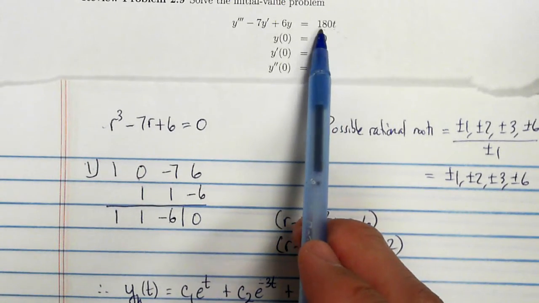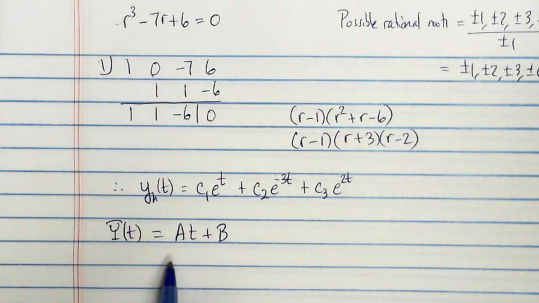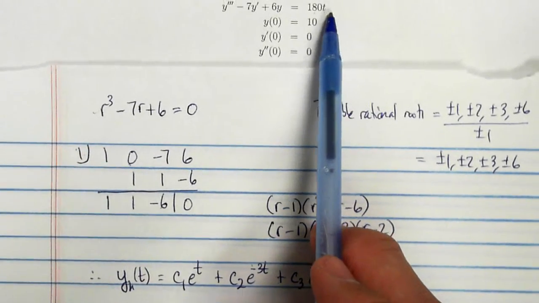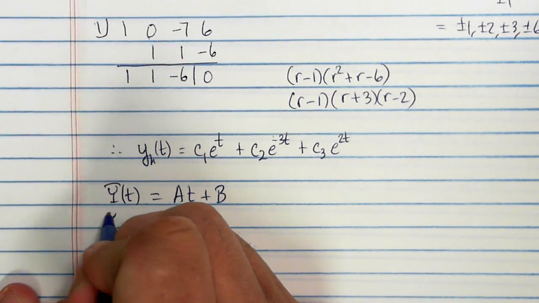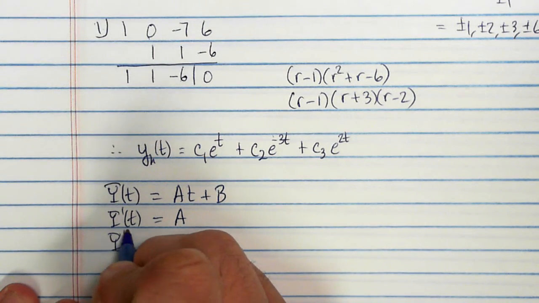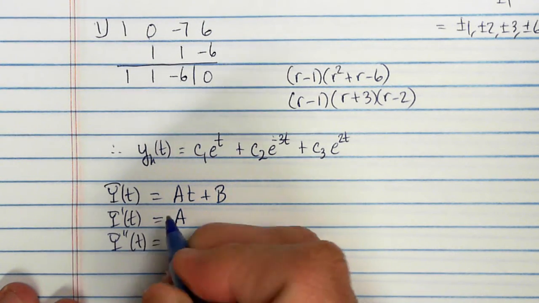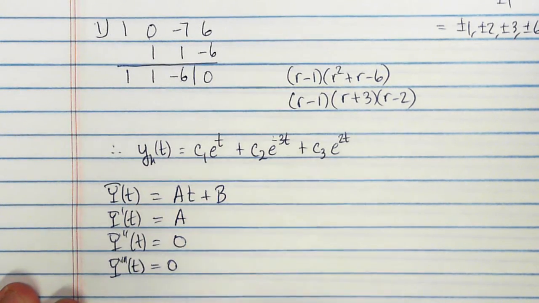So let's guess capital Y of t to be equal to at plus b. So that is a polynomial of degree 1, and so my guess will be a polynomial of degree 1, and I make sure I don't forget the plus b, even though there was no constant here on the right-hand side. Okay, so y prime of t will equal a. Then the second derivative is equal to 0, and clearly the third derivative is equal to 0.